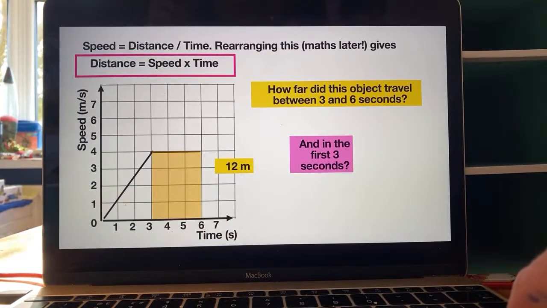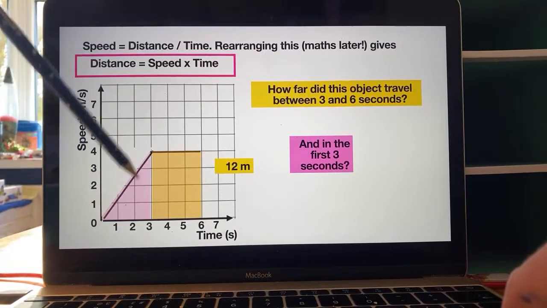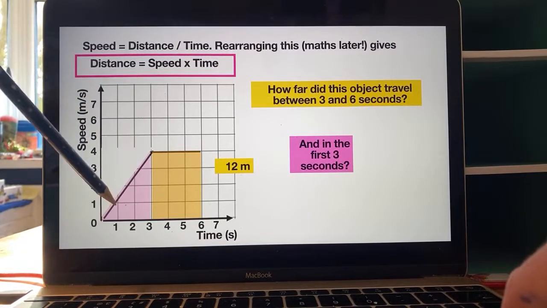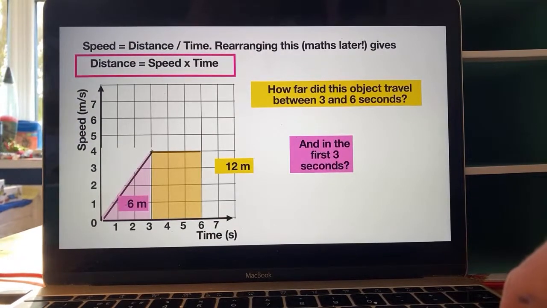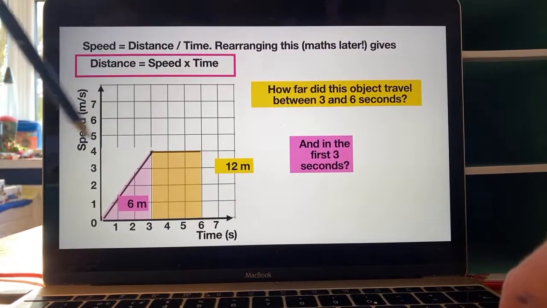In the first 3 seconds, there's something you've got to be a little bit careful of to do with finding the areas of triangles. You would still do the base times the height, but you've got to remember to divide it by 2. So you find the area of that rectangle, but the graph is a triangle, so you'd have to halve it to find the area of that graph. So that would be 6 meters. Often it'll ask you how far it travelled in 6 seconds, and then you would have to add those together. And they're looking to see who's forgotten to divide by 2. It's all very mean. But there you go. That's how you find the distance travelled using a speed time graph.